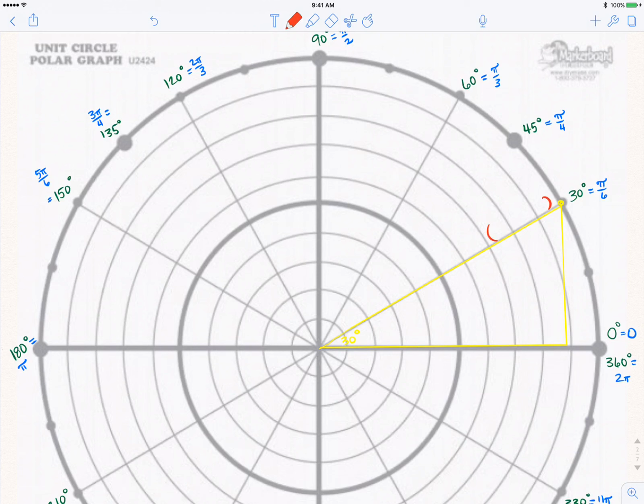Remember 30, 60, 90 triangles? You have long legs and you have short legs. Notice, my x value is a long leg, so this is going to be root 3 over 2. My y value is a short leg. It will be 1/2.